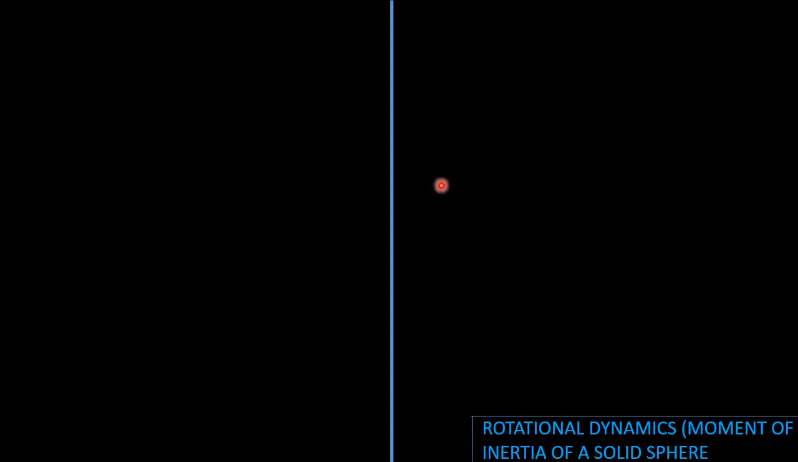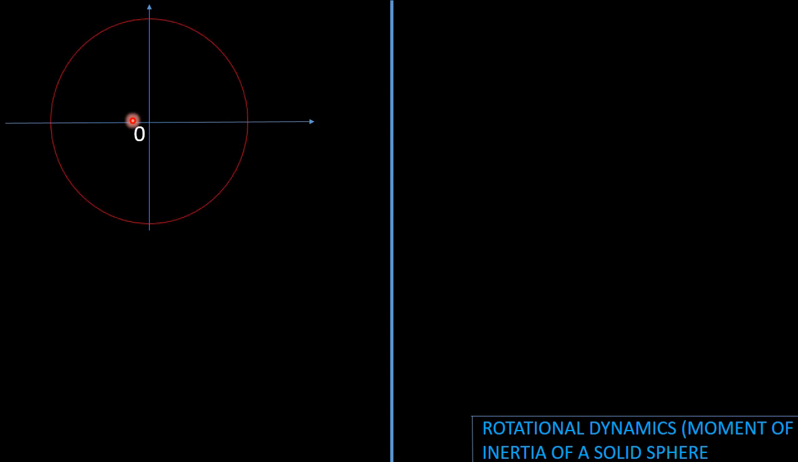Awesome friends. So guys, as usual, let's start by picturing how our solid sphere is going to look. Let's start by looking at the Cartesian coordinates. We have the vertical axis, we have the horizontal axis. Great. Let's look at our sphere of this form. We have the origin at this point.